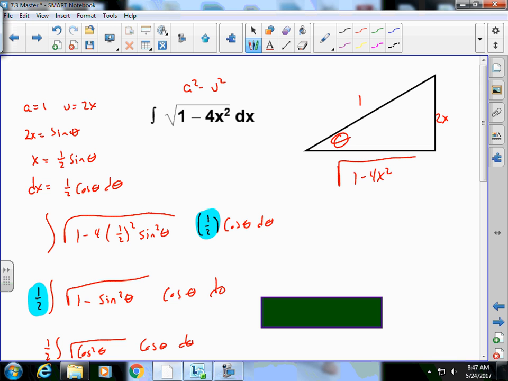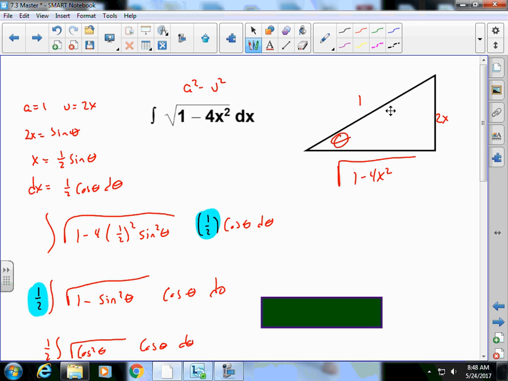So here's what I have. I have a is equal to 1 and u is equal to 2x. This is in the form of an a squared minus u squared. That's what I'm doing here. I then say that 2x is equal to sine theta, because remember, u is equal to a sine theta, u being 2x, a being 1. I rearrange this to be x equals 1/2 sine theta. So I take the derivative, I get dx is equal to 1/2 cosine theta d theta.